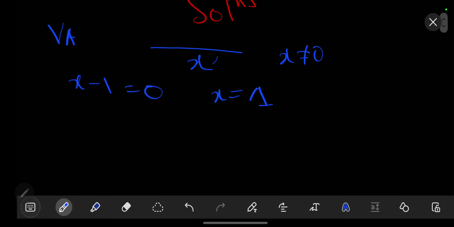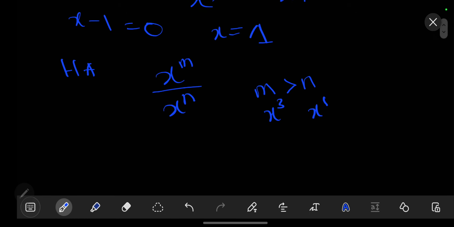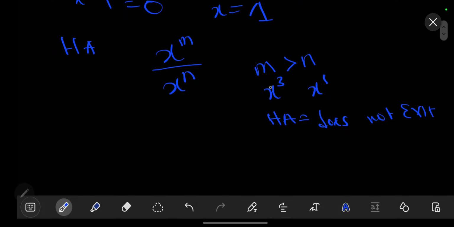Now, how do we find the horizontal asymptote? If we have x raised to the power m over x raised to the power n, and m is greater than n, let's say m is equal to x to the power 3, n is equal to x raised to the power 1. Here, the horizontal asymptote does not exist. So for such a situation, the horizontal asymptote does not exist.